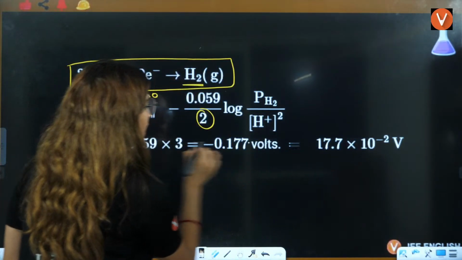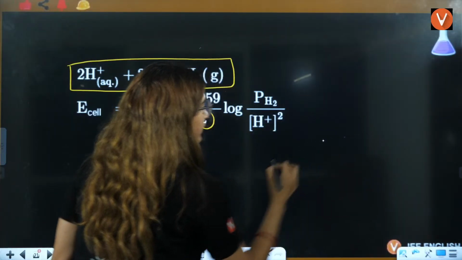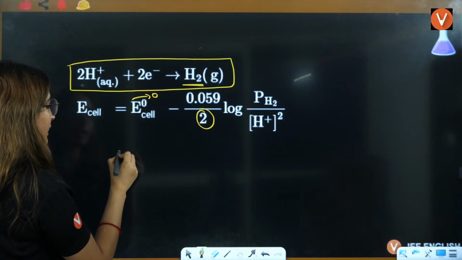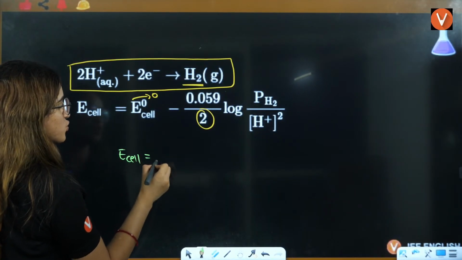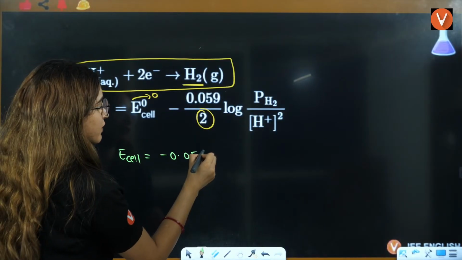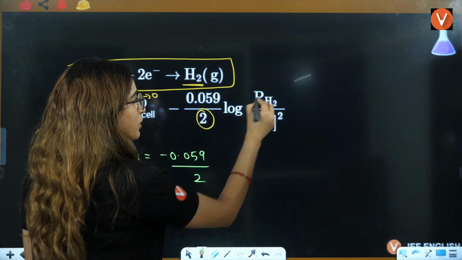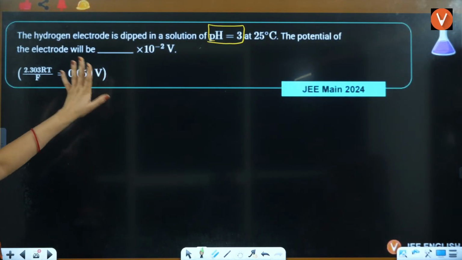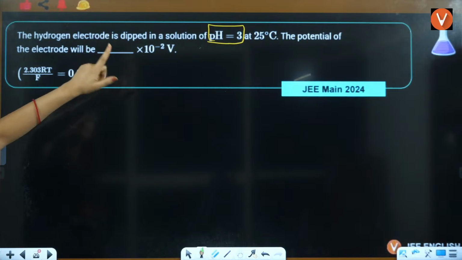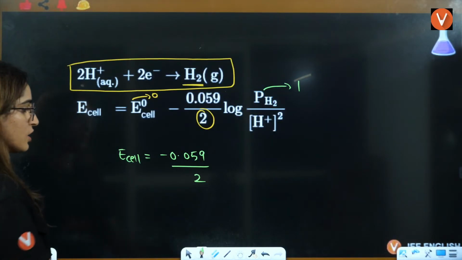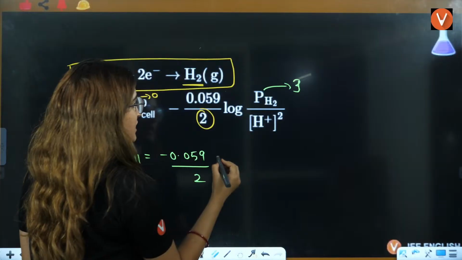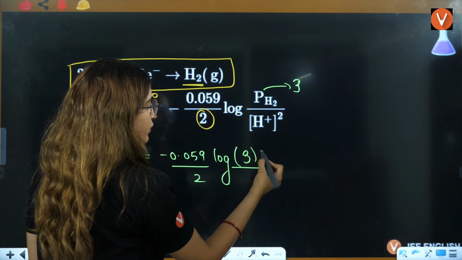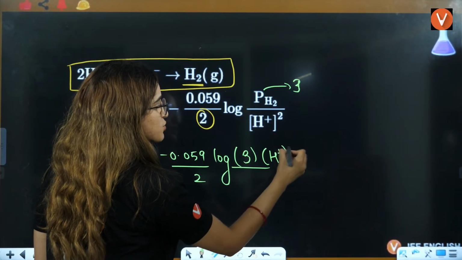instead of writing this directly, how we can write it here, that is how you will solve it. Directly you can say that E cell is equals to minus 0.059 divided by 2. Pressure of hydrogen is 1, right? If it is not 1, it is given to be 3, so you have to take it 3, right? Okay, H positive, we have no idea. This is H positive raised to power minus 2.